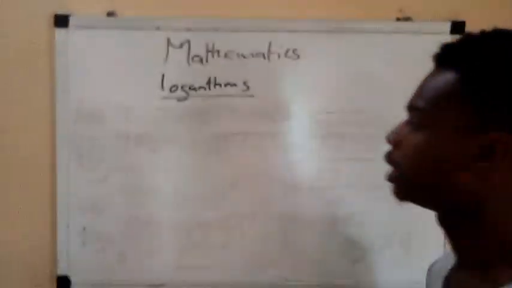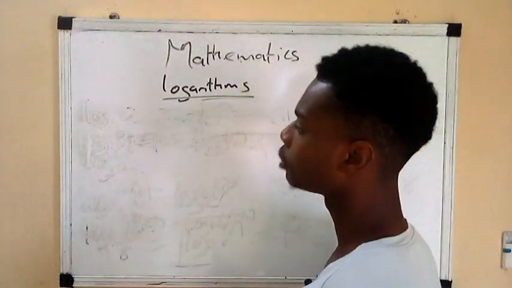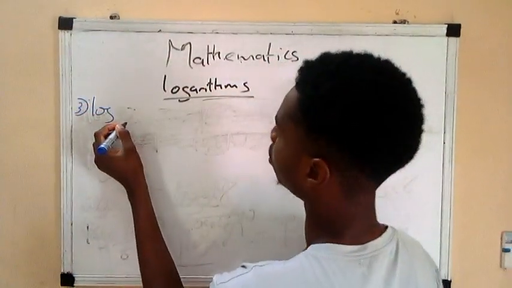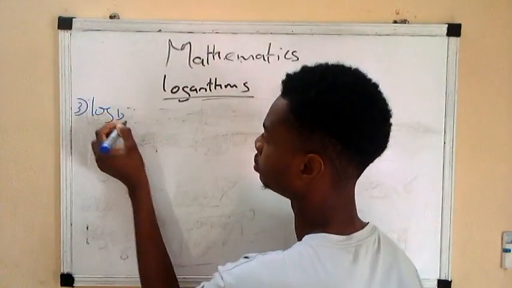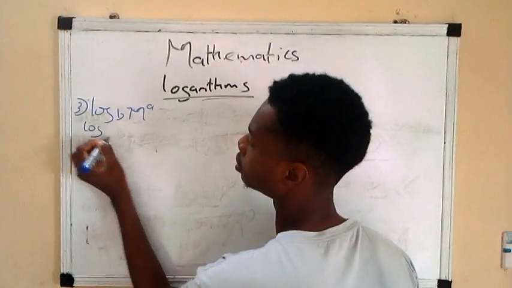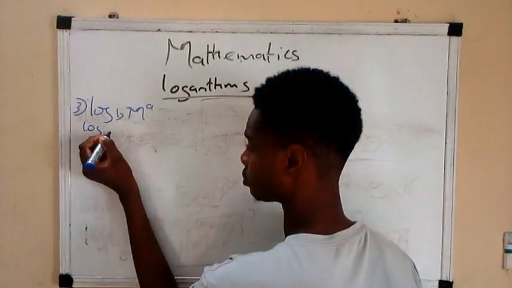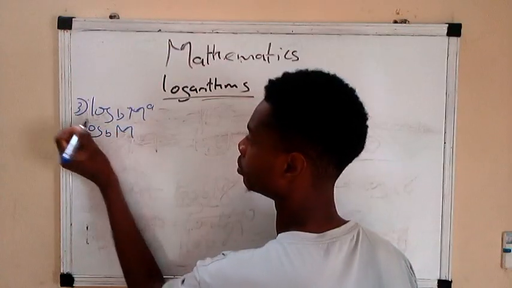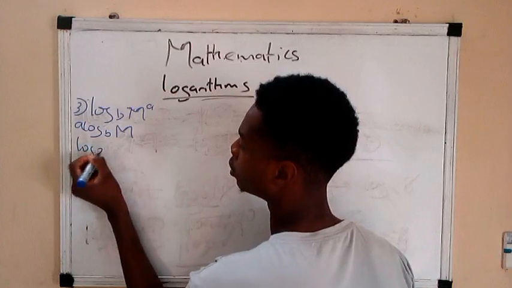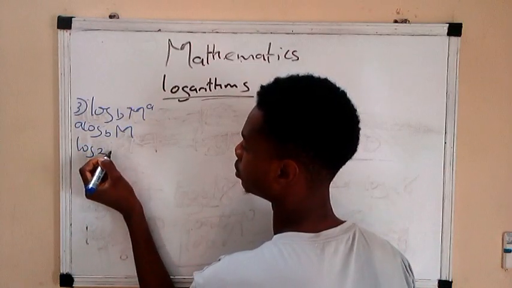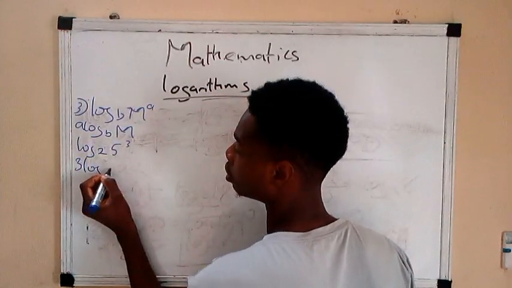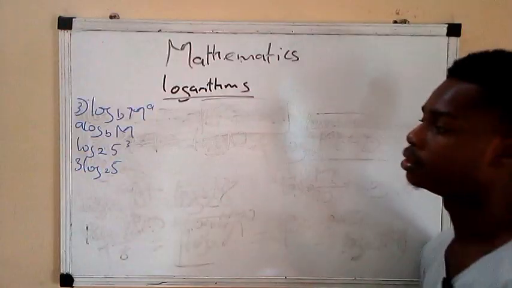Alright. For the third law, that is the index law, listen. If I have log m raised to power a base b, it's the same thing as a log m base b, the a will come here. The same thing if I do something like log 5 cubed base 2, it's the same thing as 3 log 5 base 2. Are you getting me? Yeah.